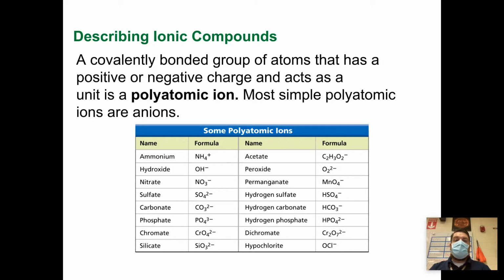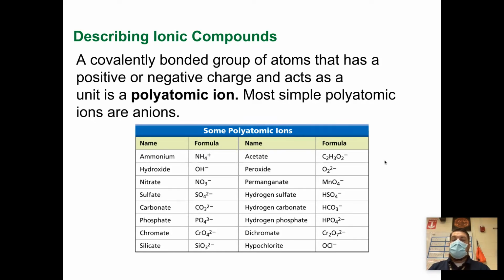So in polyatomic ions, here's a list of polyatomic ions, but a covalently bonded group of atoms that has a positive or negative charge and acts as a unit is a polyatomic ion. Now remember, ion is a way that we say that you have a positive or negative charge in an atom, but sometimes you can have a molecule made up of 3 or 4 elements that behave in that same way. In other words, they have a positive or negative charge.